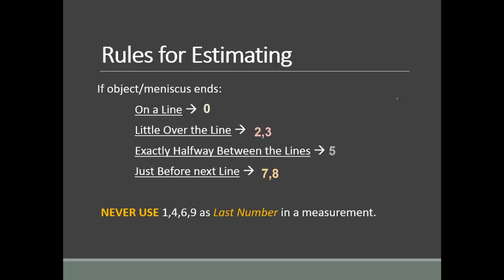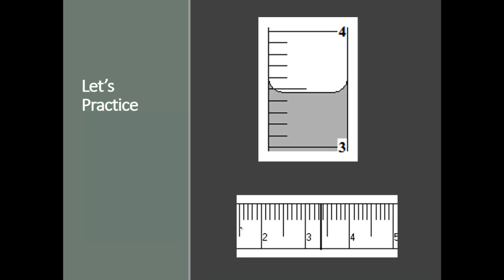So you can see we left out some numbers. These numbers we are never going to use. So we're never going to use 1, 4, 6, or 9 as the last number. These can be used in the first or second number, but we cannot use them in the last number of a measurement. The space between each little line is too small for us to do that accurate of an estimation. So we are going to forget about 1, 4, 6, or 9 as our last number and keep it to the ones listed above. So let's practice.